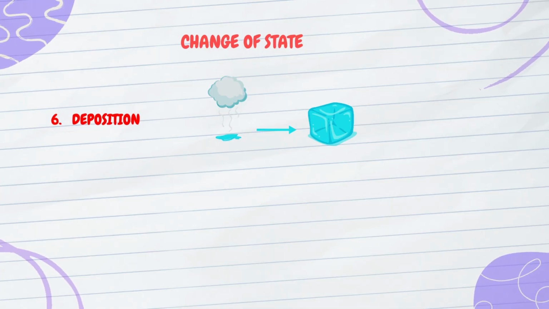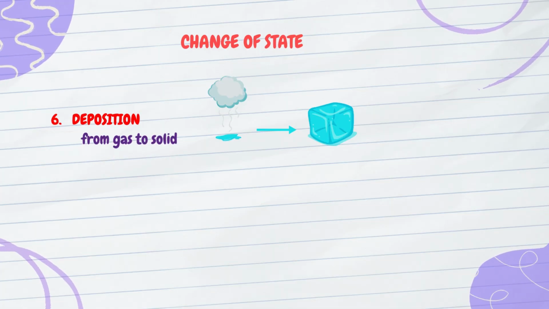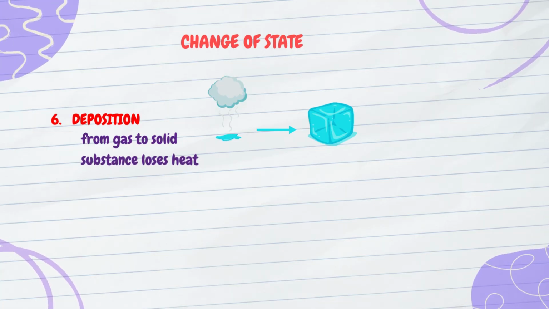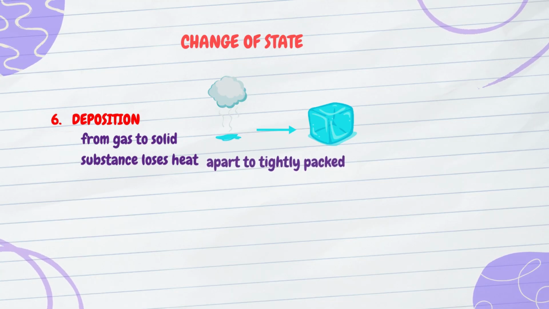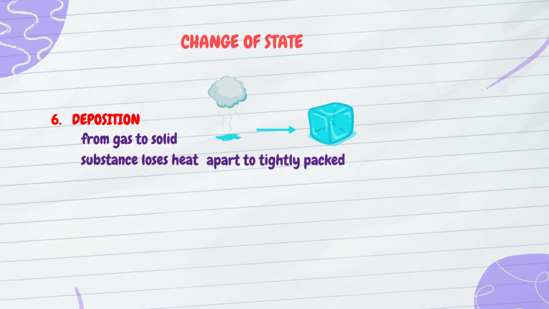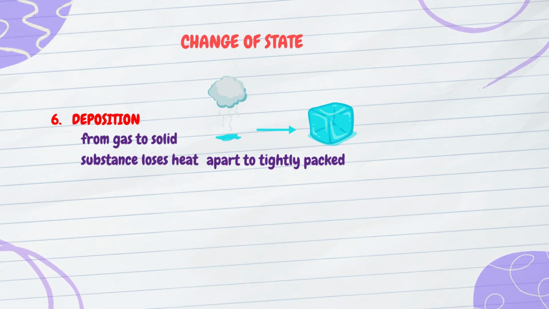The last change of state is deposition. Deposition is the change of state directly from gas to solid. During deposition, the substance loses heat, changing the arrangement of particles from far apart to tightly packed. The common example of deposition is the solidifying of water vapor during cold weather.